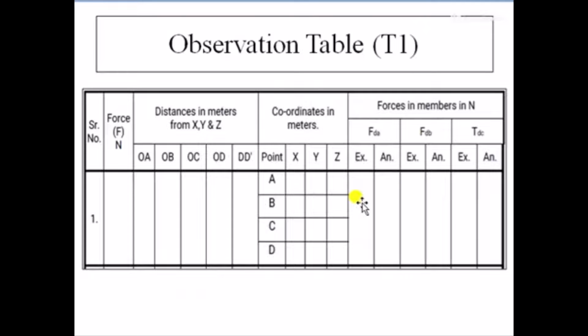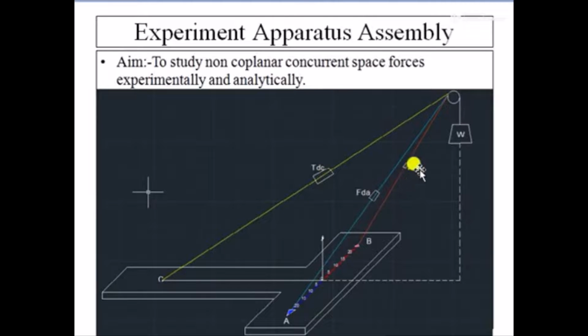So experimentally we will get the values which we will be seeing in the tension within the members, the tension member TDC, then FDB, the force member, and FDA. So experimental values can be filled here, that is FDA experimental value will be filled, FDB experimental value will be filled, and similarly for FDC the experimental value will be filled. With the help of the spring balances here we can note the values.